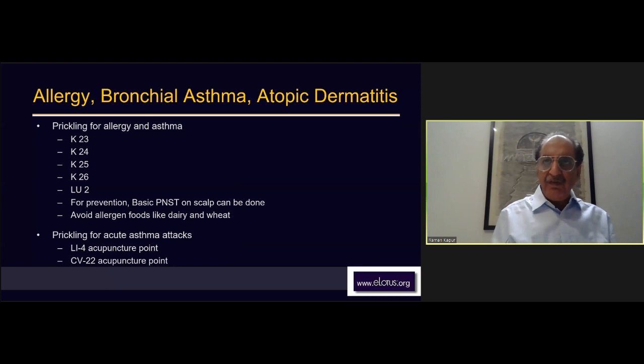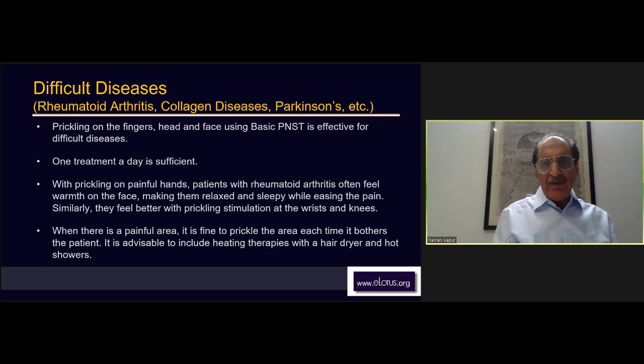So allergies, bronchial asthma, atopic dermatitis, the prickling is to be done at points kidney 23, 24, 25, 26, and lung 2. And for acute asthma attacks, you can do prickling at LI4 and REN 22. Then difficult diseases like rheumatoid arthritis, collagen disorders, and Parkinson's, you do prickling on the fingers, gingival points, head and the face, using the basic PNST treatment, which is very effective for difficult diseases. Once a day treatment is sufficient.